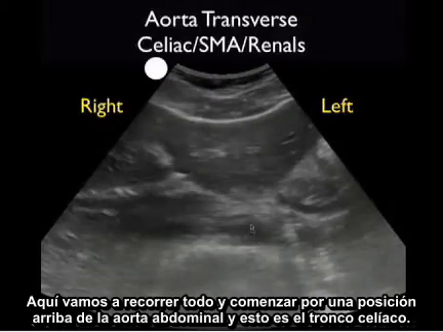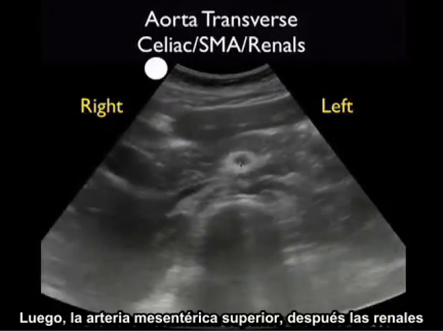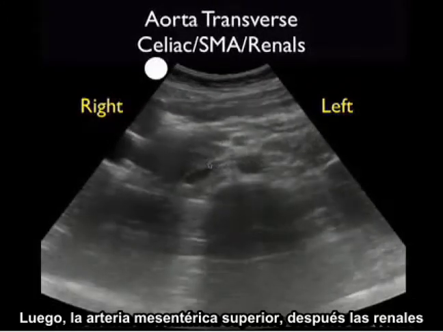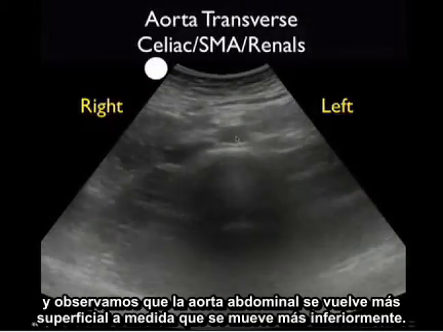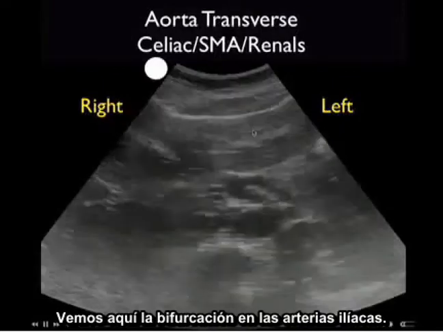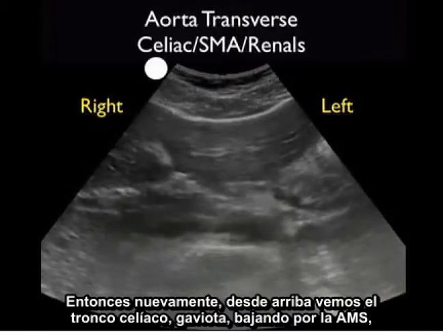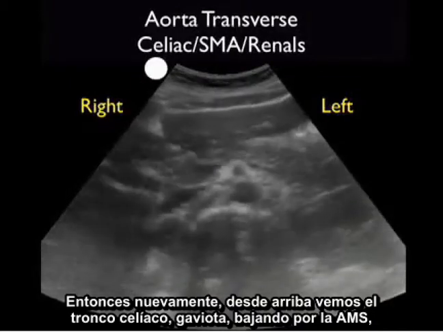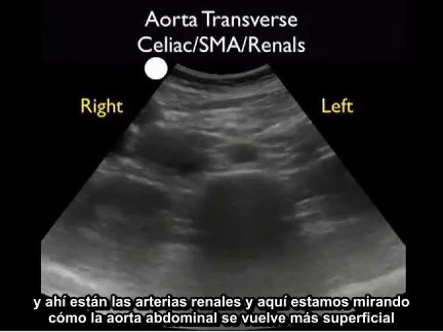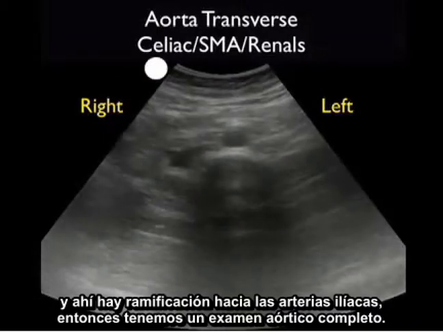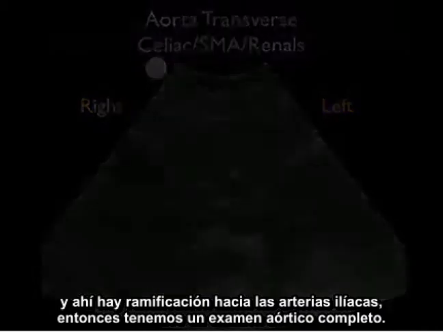Here we're going to put it all together and start from a position high in the abdominal aorta, and there's the celiac axis, next superior mesenteric artery, there renals, and notice that the abdominal aorta becomes more superficial as it moves more inferiorly. And we see here the bifurcation into the paired iliac arteries. So again, from the top, we see the celiac or seagull moving down, the SMA, and there's the renal arteries. And here we're looking as the abdominal aorta becomes more superficial, and there's branching into the paired iliac arteries. So a complete aortic exam.